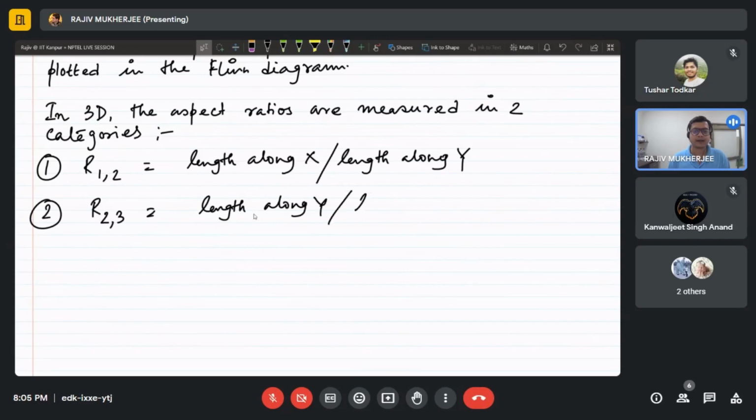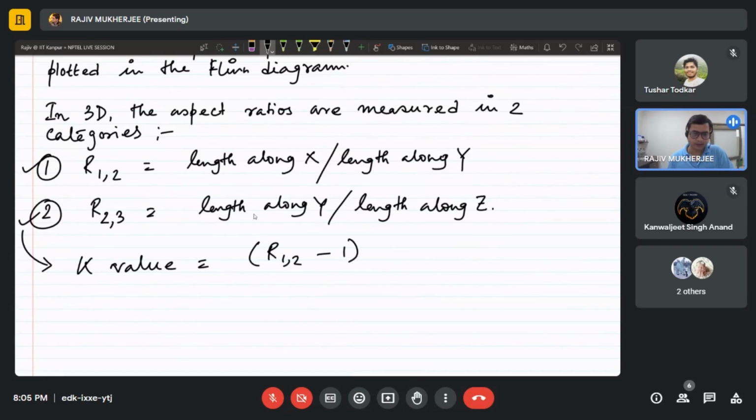Okay, so using these two parameters we calculate k value, which is defined as R12 minus 1 divided by R23 minus 1. Okay, so this is how k is calculated.